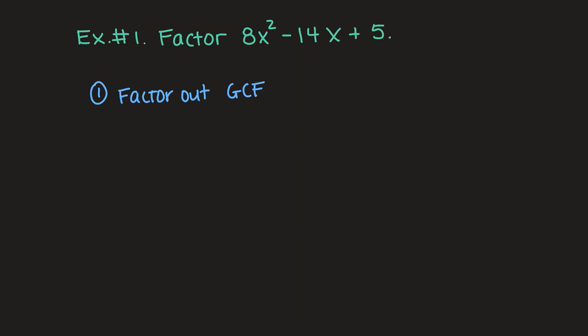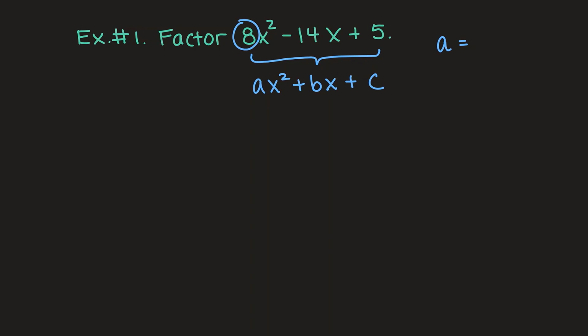Let's try some examples using this method. The first step would be to factor out the greatest common factor of these 3 terms, if there is one. The GCF would actually just be 1, since that's the only common factor they share, so we can just skip the first step. Now notice that this is a trinomial of the form ax squared plus bx plus c, where a is equal to 8, b is equal to negative 14, and c is 5.